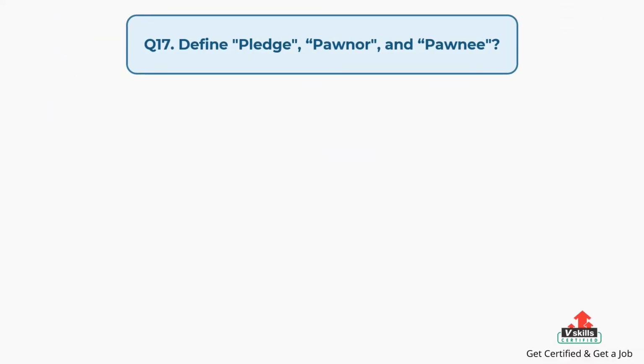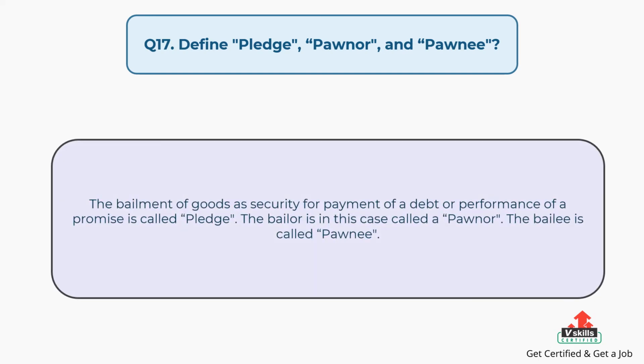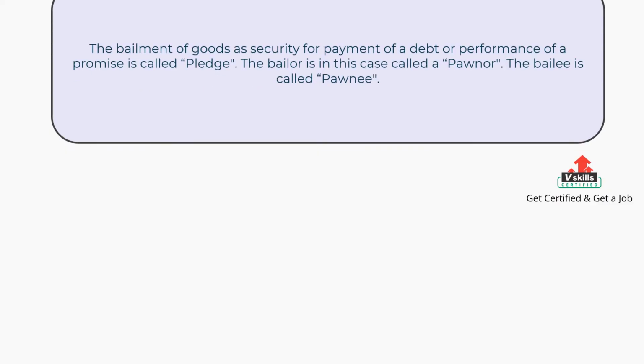Question number 17. Define pledge, pawner, and pawnee. The answer is, the bailment of goods as security for payment of a debt or performance of a promise is called a pledge. The bailor is in this case called the pawner. The bailee is called the pawnee.